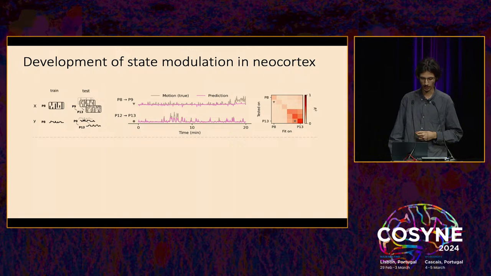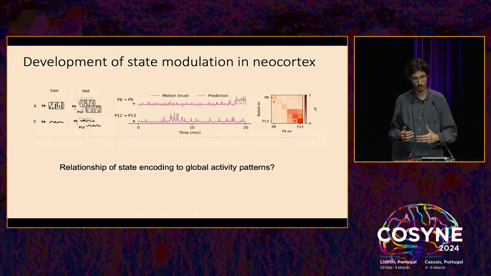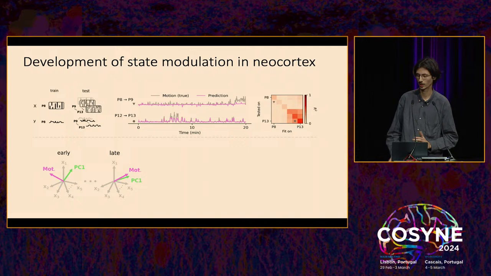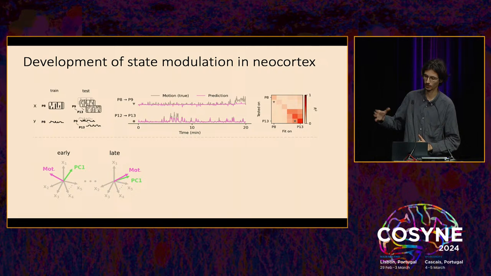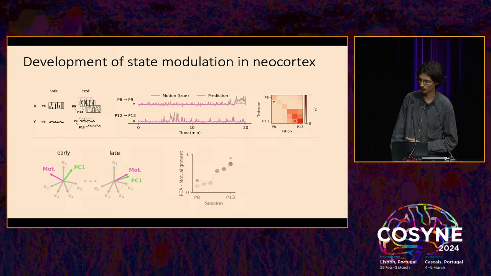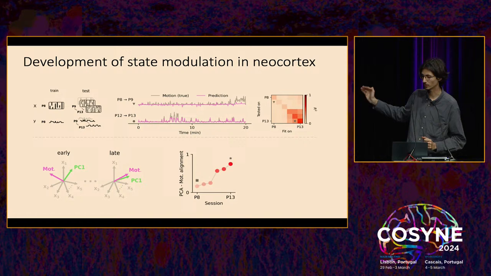So the final question that we wanted to ask is, how does this state encoding relate to global activity patterns? In order to quantify this, we came up with two axes in neural space. One is the so-called motion, or state, axis, which is just the weights of each one of the neurons onto this decoder. The other one is the first principal component, so the loadings of each neuron onto the first principal component. Our hypothesis was that these two would become more and more similar, meaning that the neurons that contribute to our decoding would be the same neurons that contribute a lot to the major axis of variability. When we quantify this, this is exactly what we observe. You see a progressive increase in the alignment of these two axes, and especially this nice jump in the alignment once this stable representation emerges.